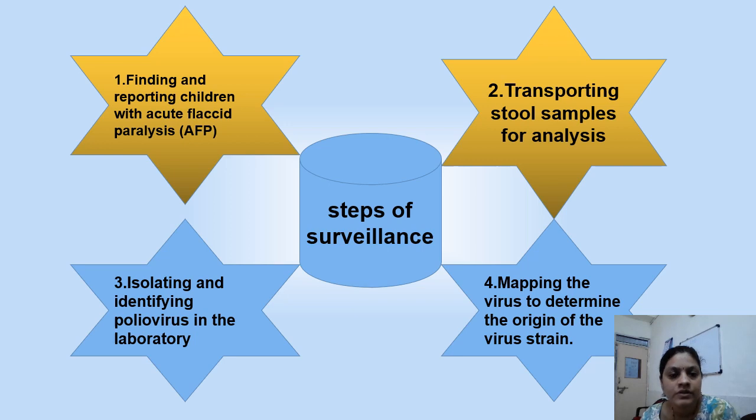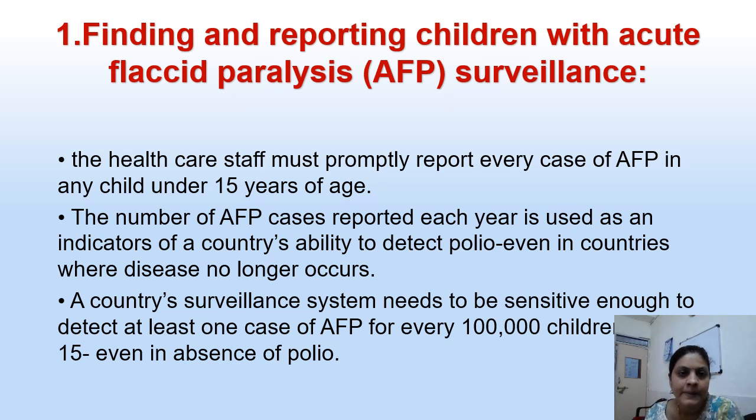So these are the four steps. First is robust flaccid paralysis surveillance, finding the children under 15 years of age who have flaccid paralysis, then transporting the stool samples, then isolating the virus and identifying its type, and lastly mapping of the virus. The healthcare staff must promptly report every case of acute flaccid paralysis in any child under the age of 15. The number of AFP cases reported each year is used as an indicator of the country's ability to detect polio, even in countries where the disease no longer exists.